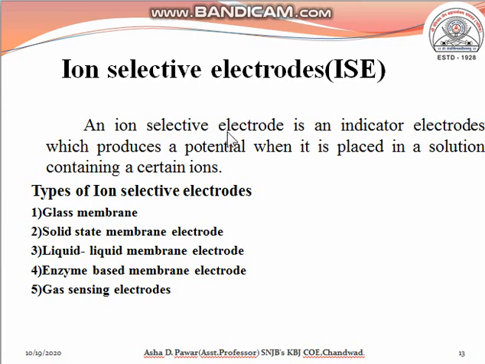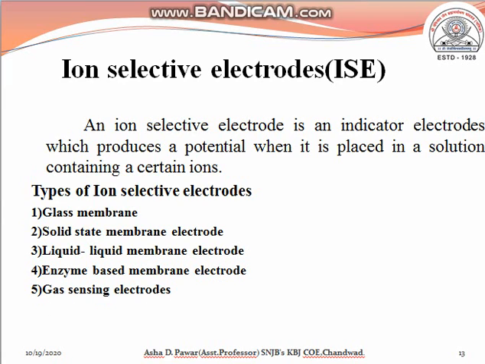An ion selective electrode is an indicator electrode which produces a potential when it is placed in a solution containing certain ions. It is used for the detection of particular ions, that's why it is called an ion selective electrode. There are different types of ion selective electrodes like glass membrane electrode, solid state membrane electrode, liquid membrane electrode, enzyme based membrane electrode, and gas sensing electrode.